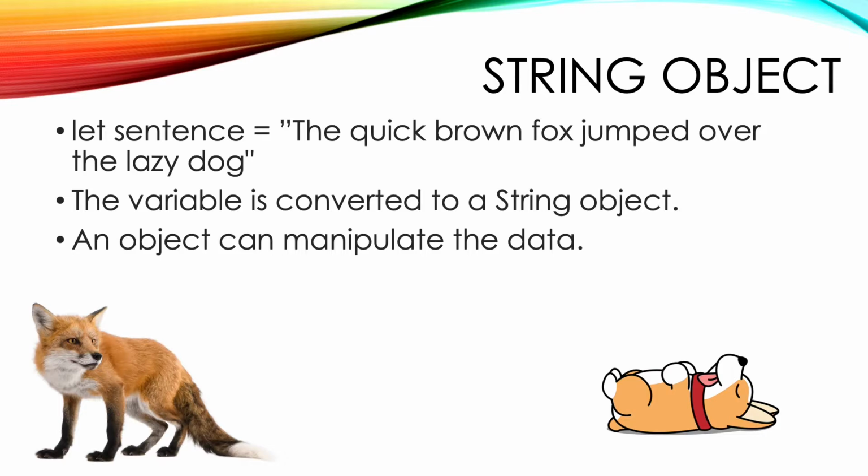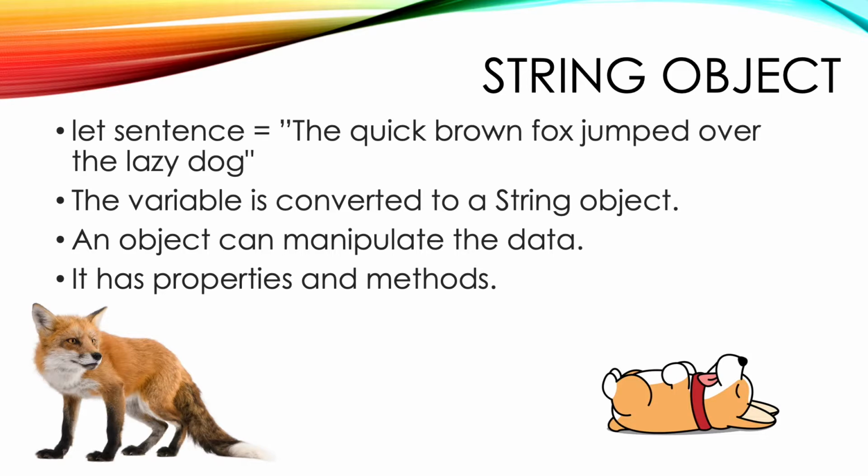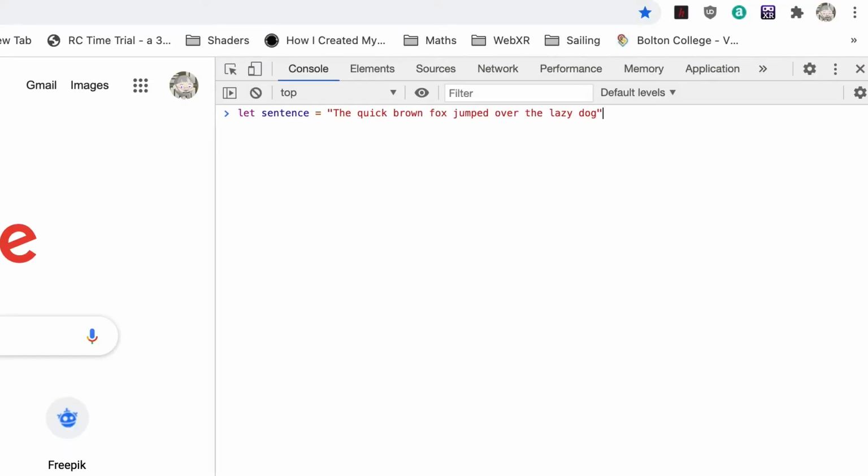What do I mean by that? Well, it has a series of properties and methods that we can use. An example of a property is sentence.length. By using .length we get the value 44. That is the number of characters in the sentence. The quick brown fox jumped over the lazy dog.